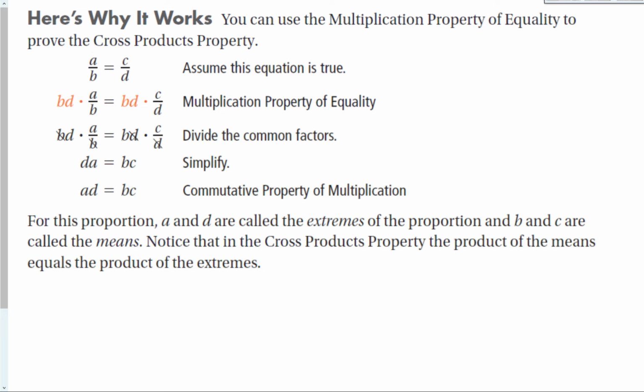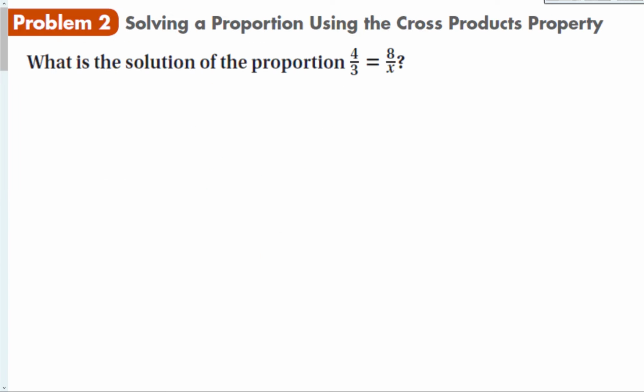Okay. For this particular proportion, A and D are called the extremes of the proportion, and B and C are called the means. Notice that in the cross product property, the product of the means equals the product of the extremes. Okay. So a little vocabulary to help us out.